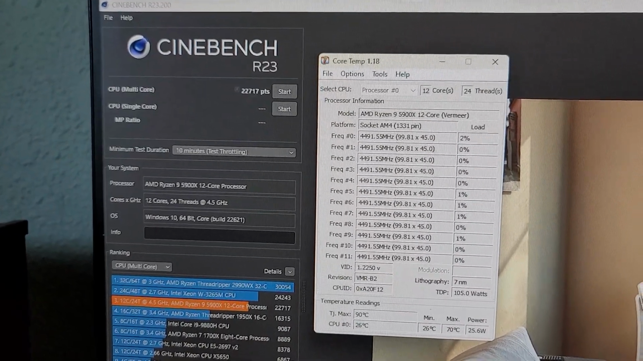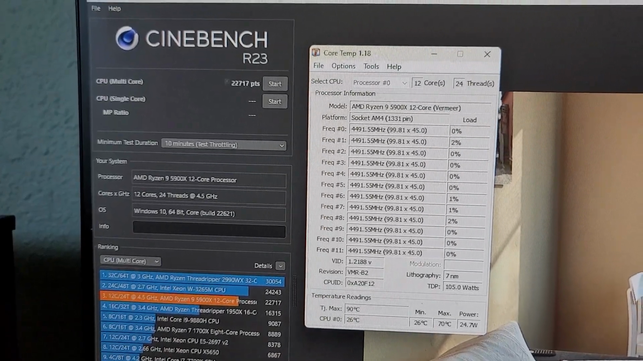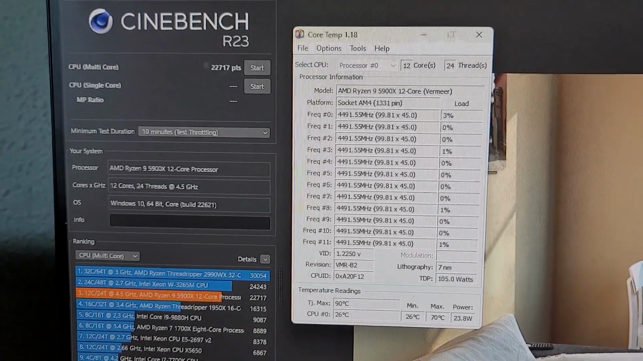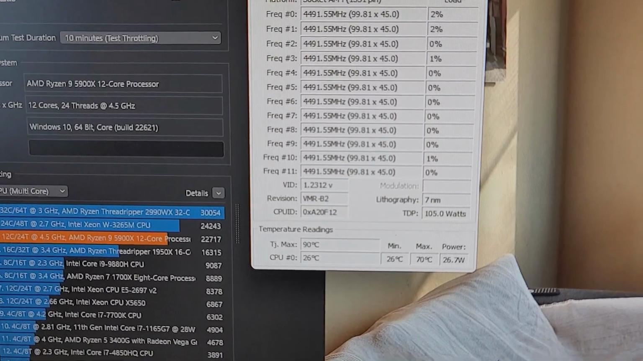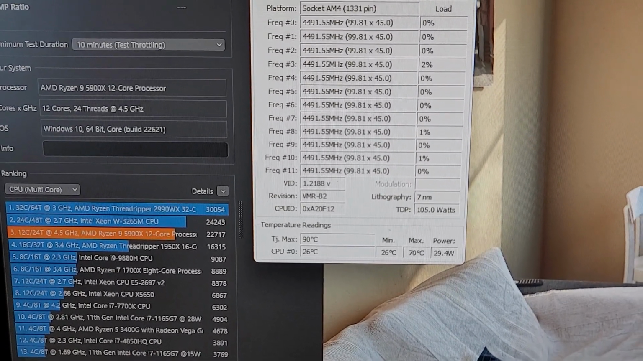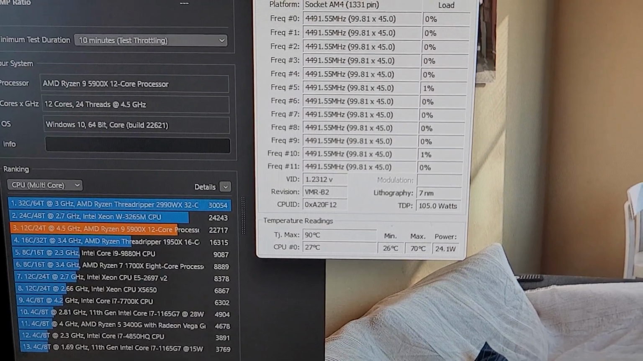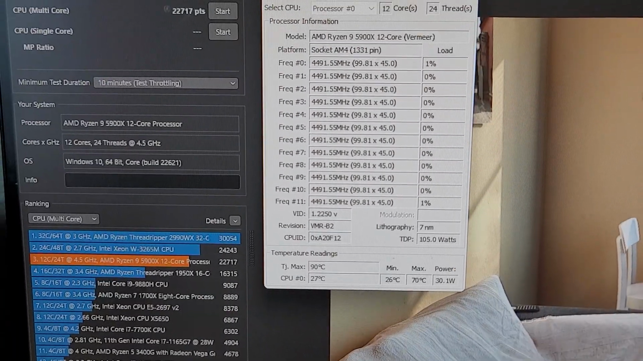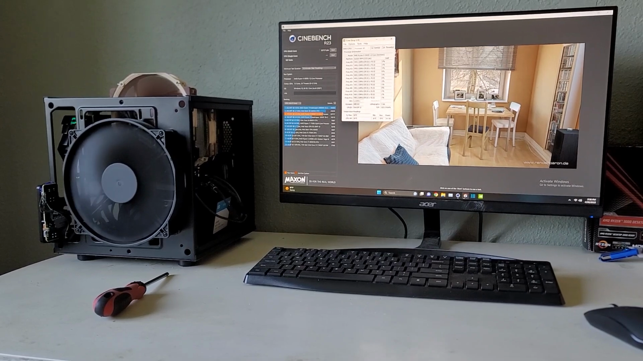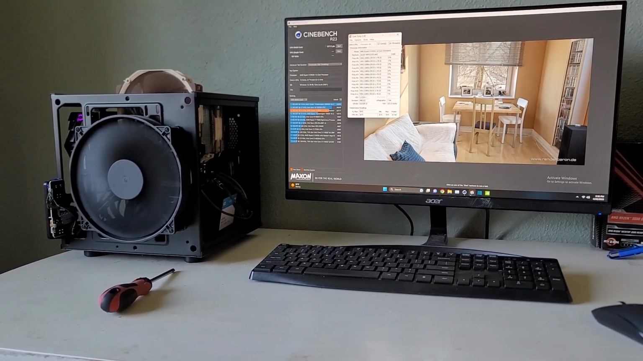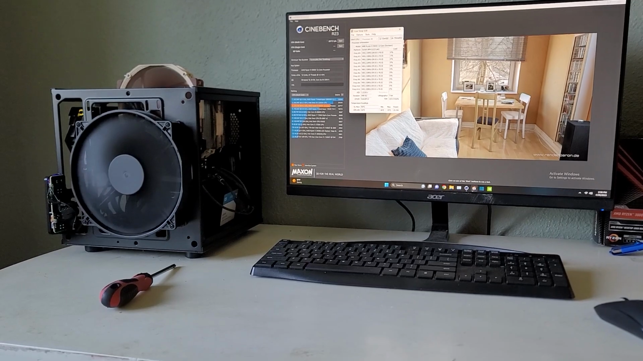And as far as temperatures go, I did do a 10 minute Cinebench R23 run. And you can see the max temperature was 70 degrees, so well below TJ max. And right now I am idling at 27 degrees, so the temps are good. This is my random PC parts build, a Ryzen 9 5900X with a 1660 Super.